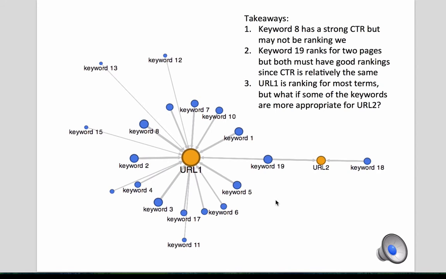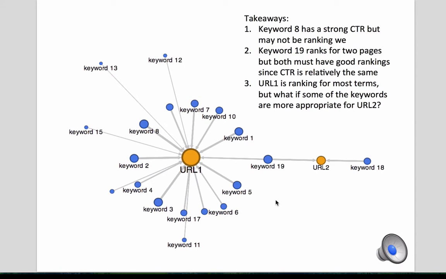The second thing here is, this is where you can start looking at the top right. There are a couple of notes here. First thing here is keyword 8 has a strong click-through rate, but may not be ranking. Okay, but keyword 8, so let's look at that for a second. Keyword 8 has a strong click-through rate by the size of the bubble. The bigger the dot, the higher the click-through rate. Okay, so great click-through rate.